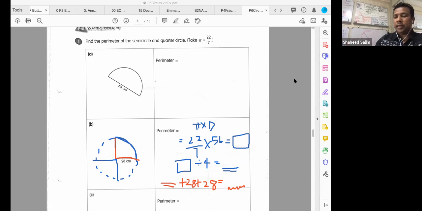Okay, let's see. 22 divided by 7 times 56. Your answer is 176 here. Correct? Then 176 divided by 4, you get 44. 44 must plus 28 two times. Why plus two times? This here is 28. This here is 28. So this is 44 down here. This is 28. This is 28. So how much is it?